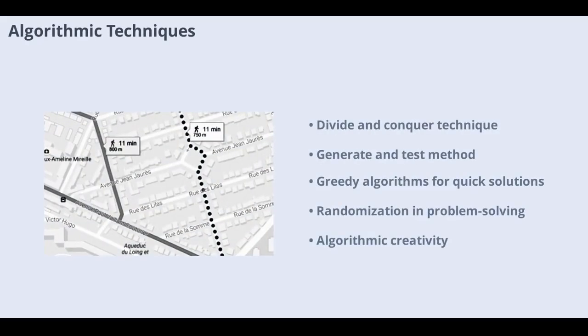There are many algorithmic techniques, each suited to different types of problems. Divide and conquer breaks a problem into smaller parts, solves each, and combines the results, like sorting mail by neighborhood, then by building, then by apartment.